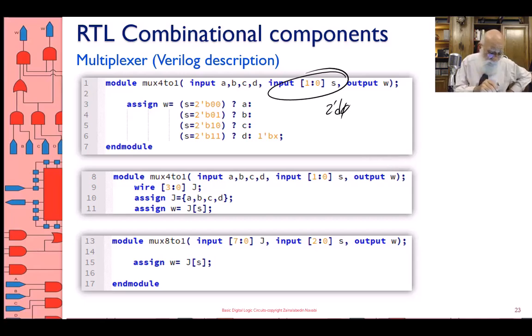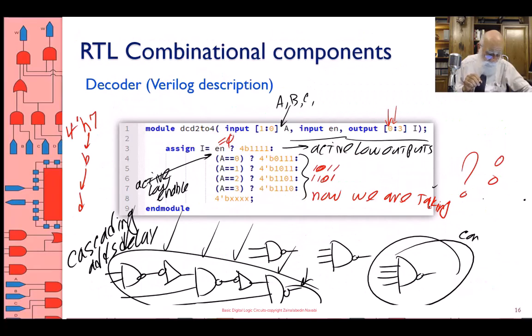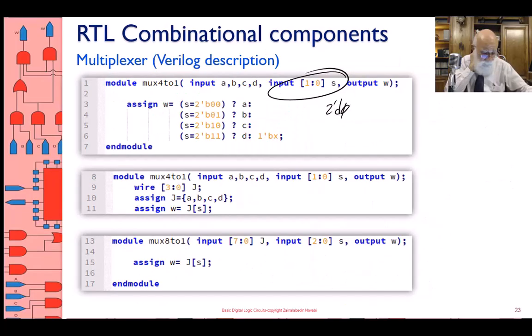And so assign W is either A or B or C or D, depending on S being 0, 1, 2, or 3. Let me go back to my decoder. Decoder is correct. A is equal, but then here there is an error. This has to be equal. Okay, so S equal to 2'b10. Okay, two equals connected. All right, that's one way of doing the description.